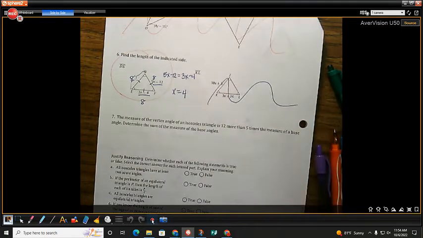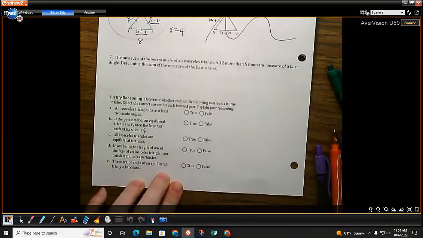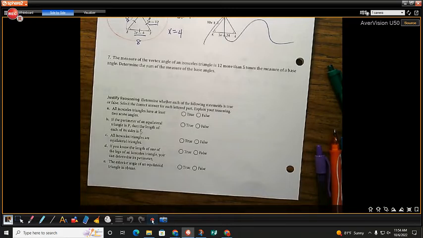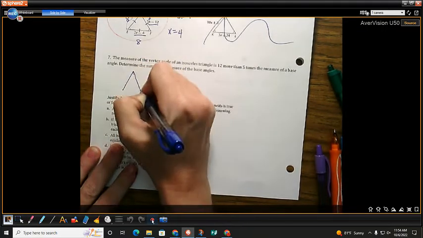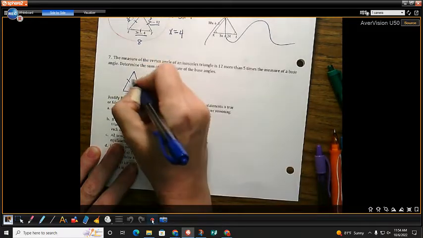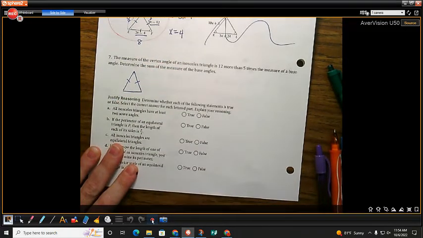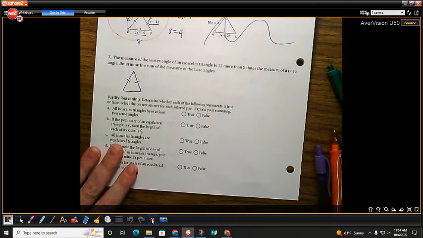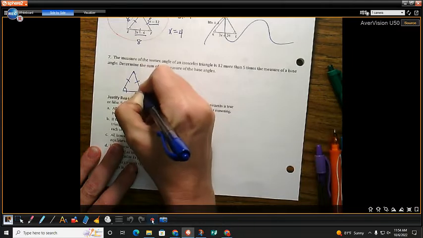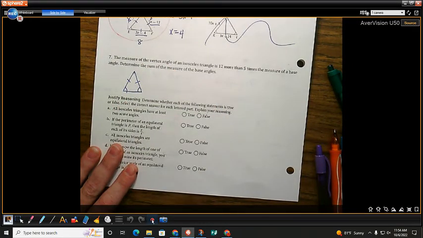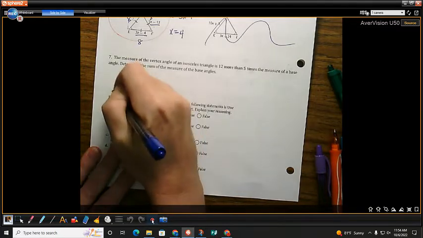Okay, we're going to skip that one because it's more of the same. And we're going to go to number 7. Set up number 7. What's the best thing you can do to set it up? Draw a pretty picture. And they tell you it's isosceles. Yep. So it's talking about my base angles. Do you know how big your base angles are? It didn't tell you, did it? So what letter shall we pick for them? Okay, X works.